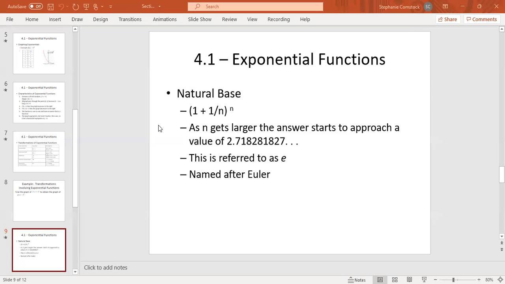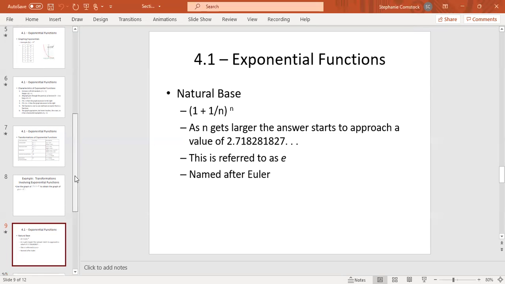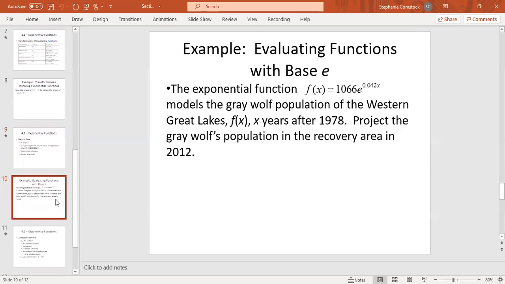So now, to see this being used in our context of stuff that we've been doing, we've got a gray wolf population in the Western Great Lakes, modeled by the equation 1066 e to the 0.042x, where x is the years after 1978. Now you've got to watch when they do stuff like this. They want us to predict the area in 2012.